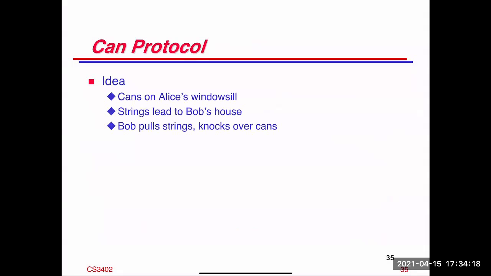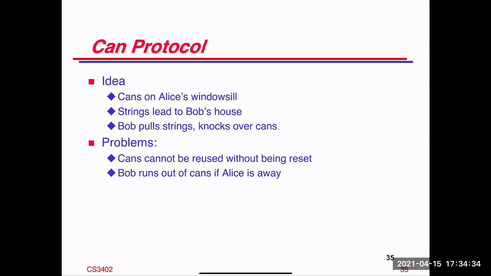Okay, so more concretely, we're going to place these cans on Alice's windowsill, and the strings that are attached to these cans lead back to Bob's house. Whenever Bob pulls a string, it will knock over one of these cans. Now, unfortunately, this protocol too has some problems.